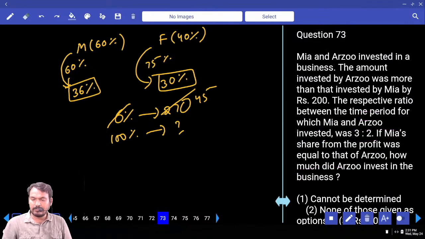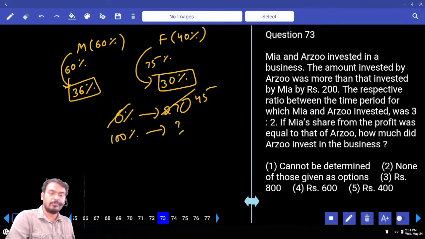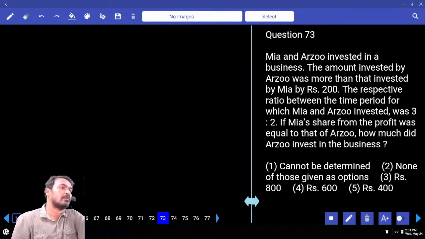What is the answer? 4,500. Next is 73. M and A invested in a business. The amount invested by A was more than that invested by M by 200 rupees. Means A's investment compared to M's investment is 200 more. The respective ratio between the time periods for which M and A invested was 3:2. M and A time ratio 3:2. If M's share from the profit was equal to A's, means M's profit and A's profit are equal.